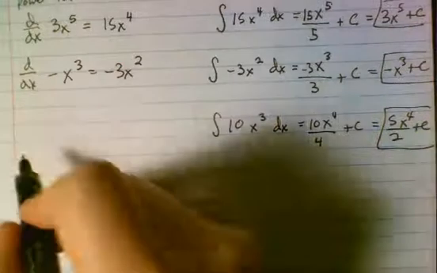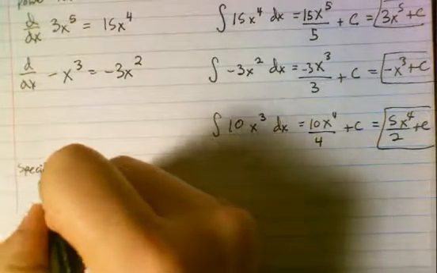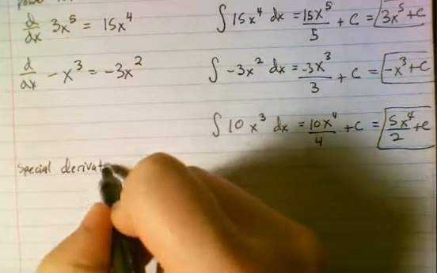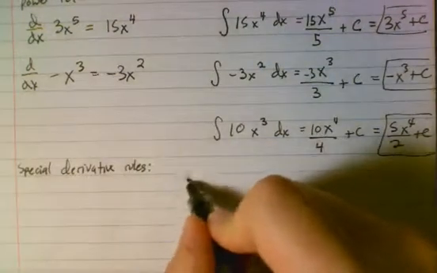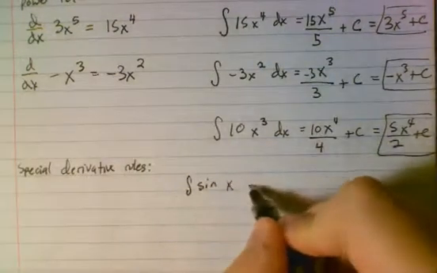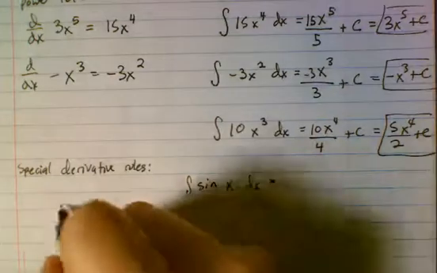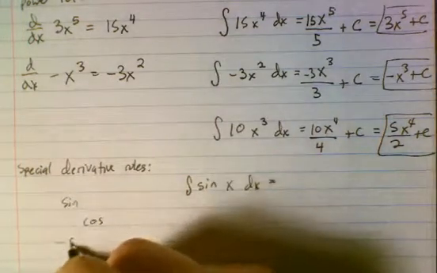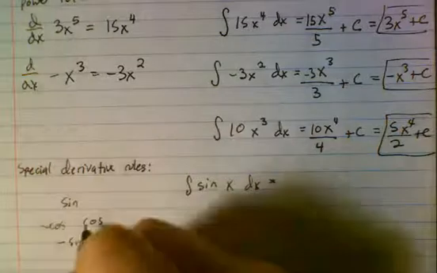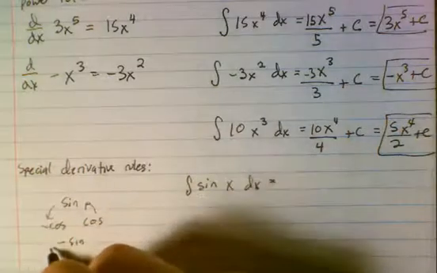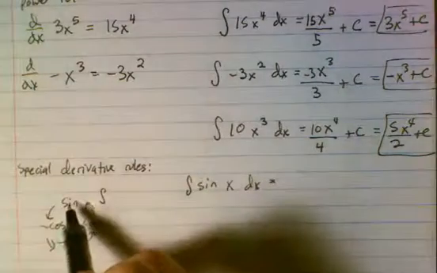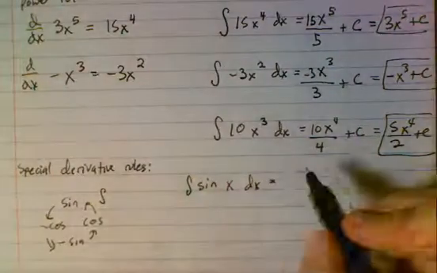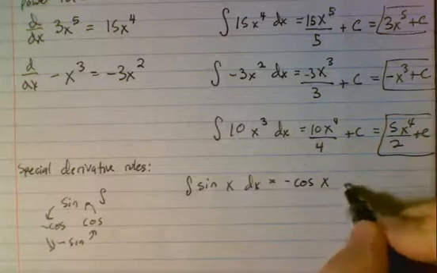Now let's look at some of the special derivative rules. These really just have to be memorized. So let's find the antiderivative of sine x dx. Well, here's where we have to remember our circle. Except now for the antiderivatives, we're going counterclockwise. So I go to sine, I see it goes to negative cosine, so this is negative cosine of x plus c.